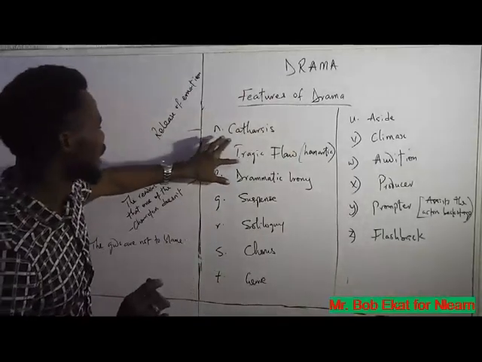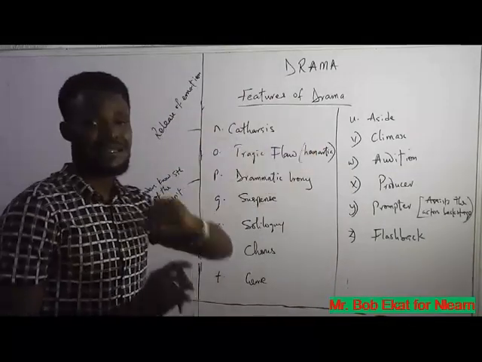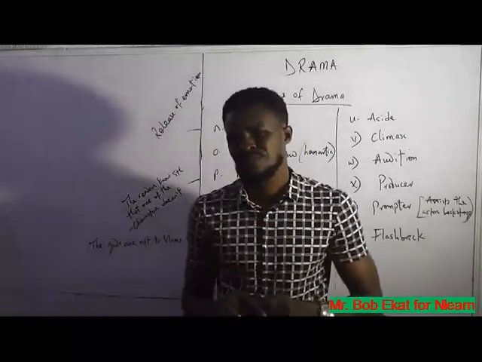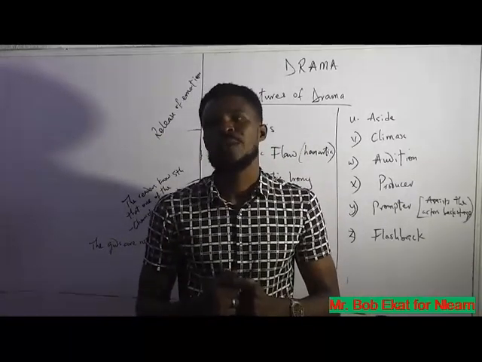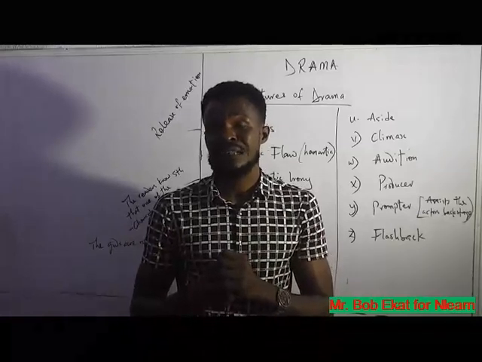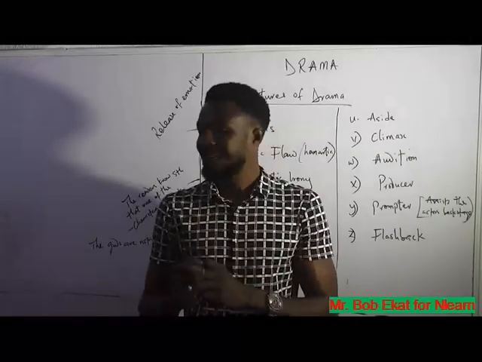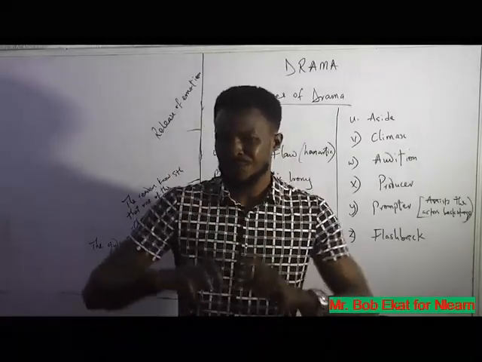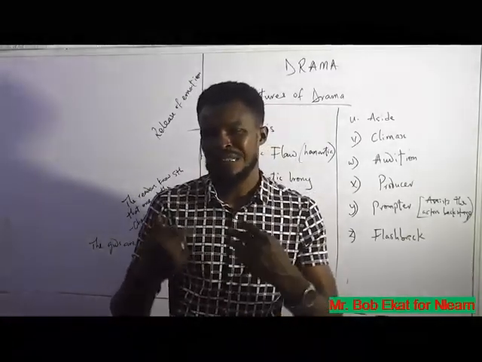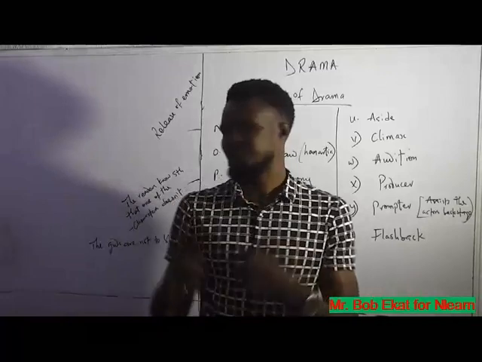Also, we have tragic flaw, which is alternatively called hamartia. Tragic flaw. This here is a certain trait of the protagonist that ends up leading or causing the downfall of the protagonist. And that's why it is called the tragic flaw. It is a flaw, a fault in character of an individual that leads to the downfall of that individual.